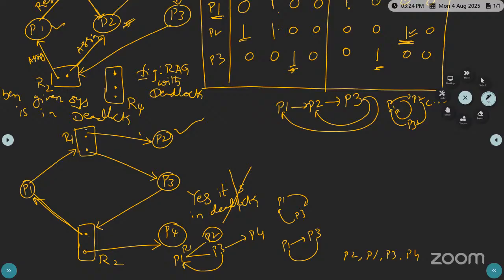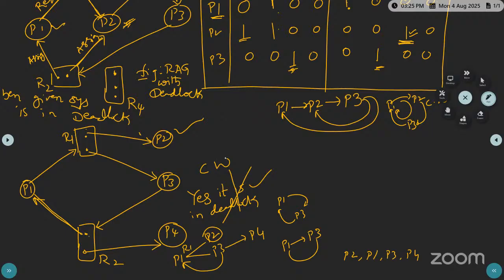So from this I want to say, if it is a circular wait, in the previous case, what did we say? There is a circular wait. Listen. If it is a circular wait, then I said it is a deadlock, but it is not always true. So this is the question in GATE.